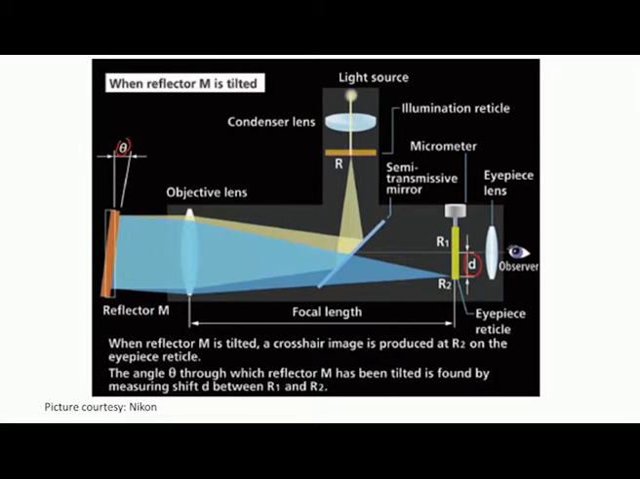So, light will fall like this, and the semi transmissive mirror is there. So, light will change its path, it will fall on the reflector and then it will get reflected. If theta is equal to 0, then R2 will coincide with R1 and there will not be any error.